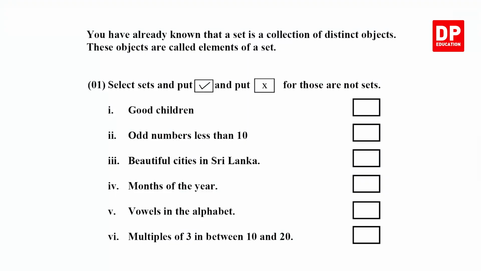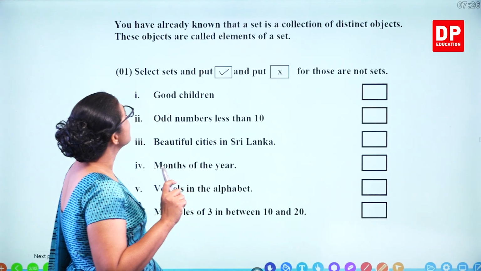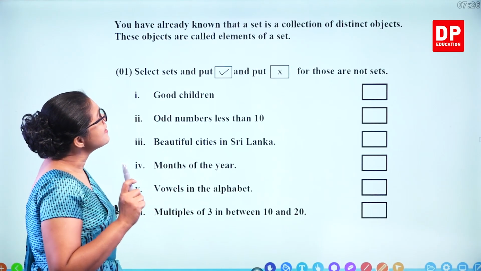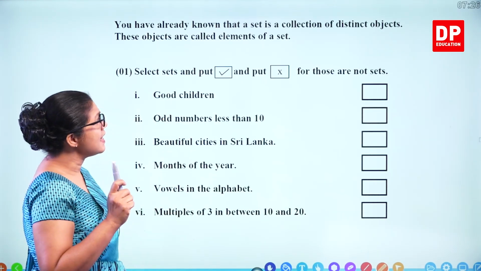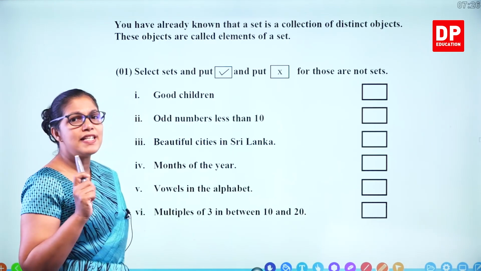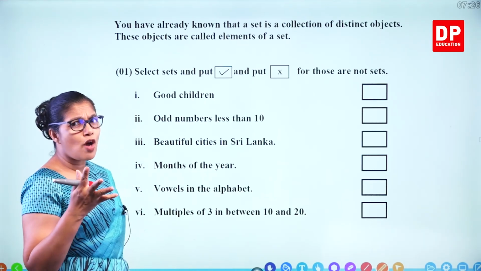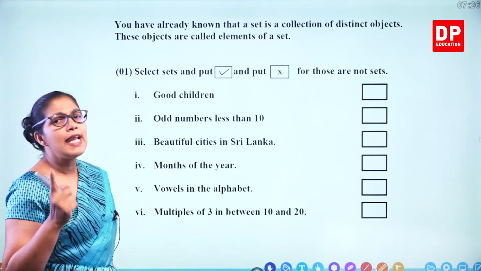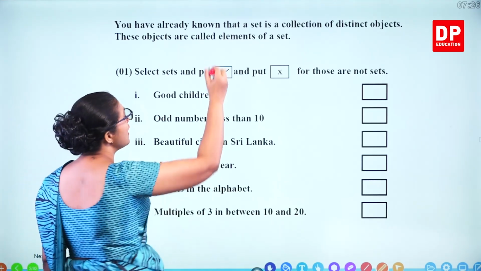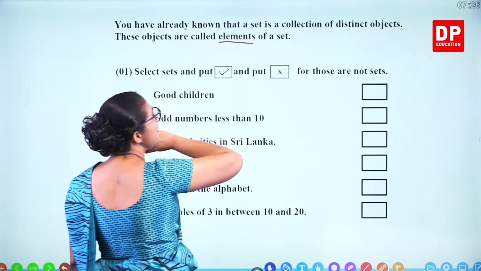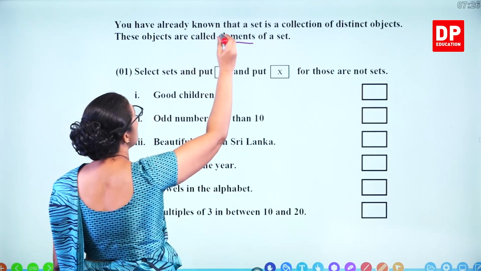So you have already done this last year. So what is a set? A set is a collection of distinct objects. So what do you call these objects? Elements of a set. So here two words, elements and set.